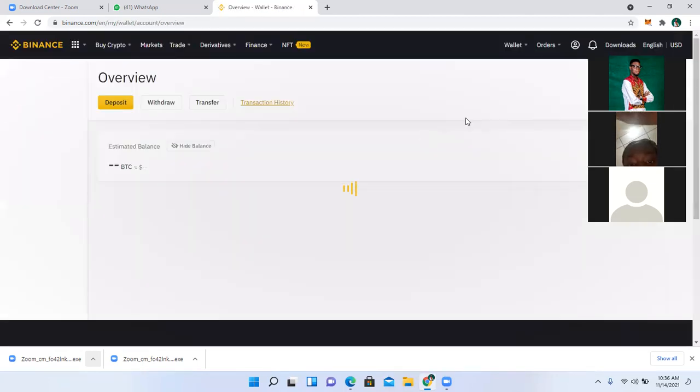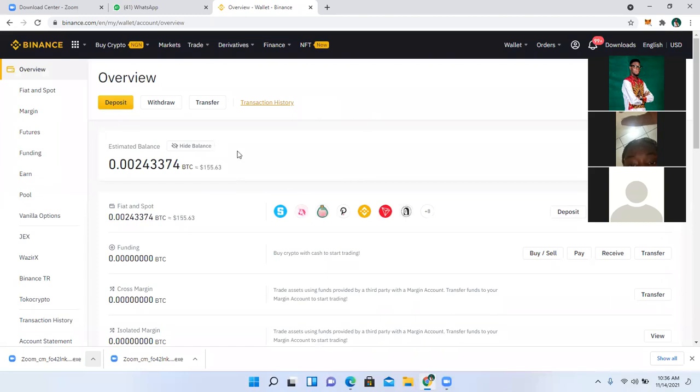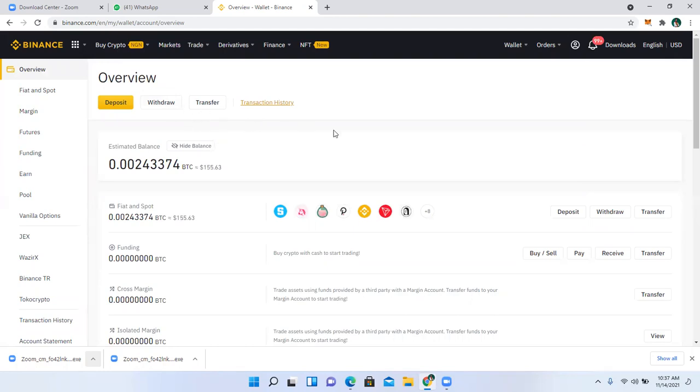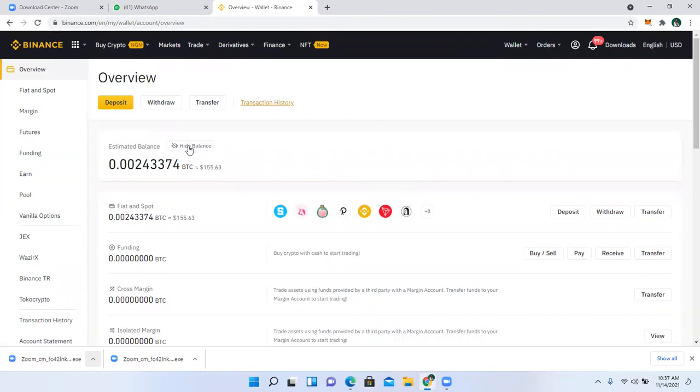So the overview looks something like this, right? Whatever amount you have on this account, I have $155 here, right? This is my overview, my general wallet. So it just shows you what you have generally on your wallet. Now with this, I can decide to just go through what I have on my wallet, right? If I want to hide my balance, let's say I'm trying to open my wallet for someone and I don't want them to see my balance, I can just click on this hide balance and everything I have will be closed, right?